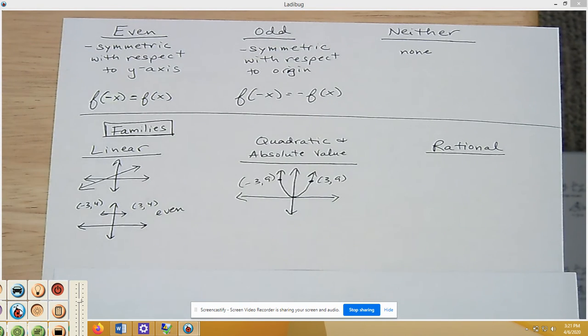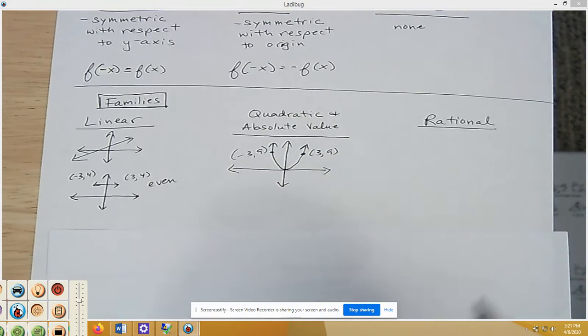And if your a value was negative, it would be flipped upside down. If it was a value of 4, it's going to be narrower. If it was a value of 1/4, it will be wider. And then if you had an add-on, it's just going to shift the graph up and down.